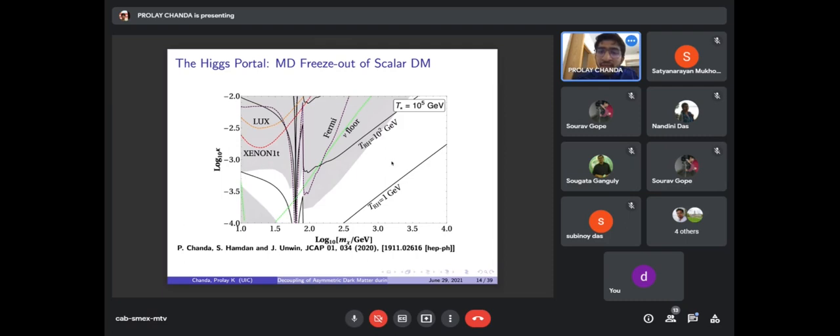So here the problem is I have three free parameters: the coupling, the mass, and the reheat temperature or the entropy dilution, right? So I have to know at least one of them to fix the entropy dilution. So for now, at least in our analysis, it is very much free.